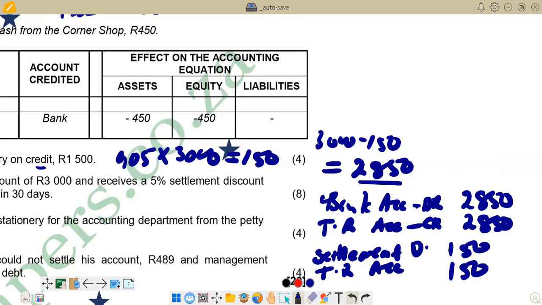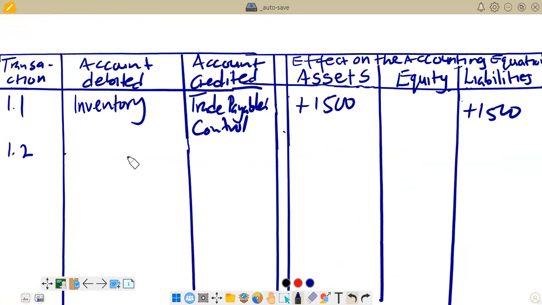So we are going to enter that and see now on the accounting equation how it's going to be affected. So if you come here, the first one was we were supposed to debit bank. We debit bank, and then we credit our trade receivables. So this one we are debiting bank with 2,850, and then we credited receivables with 2,850. Then we see now the effect of bank.